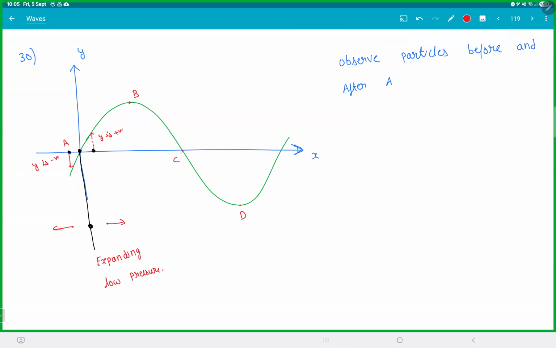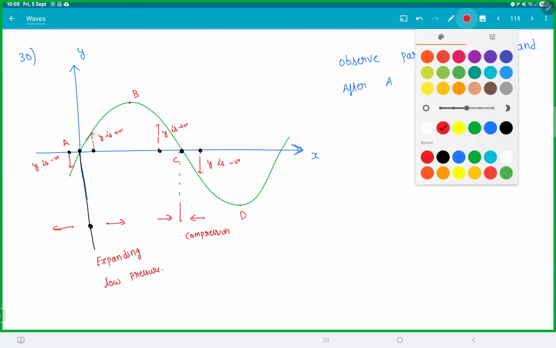Similarly, look at C. If you look at the particle in front and the particle behind, the particle in front of you has a negative y, means it is coming back. The particle behind you is going forward. So this is getting compressed. So C's pressure is maximum. Making sense?